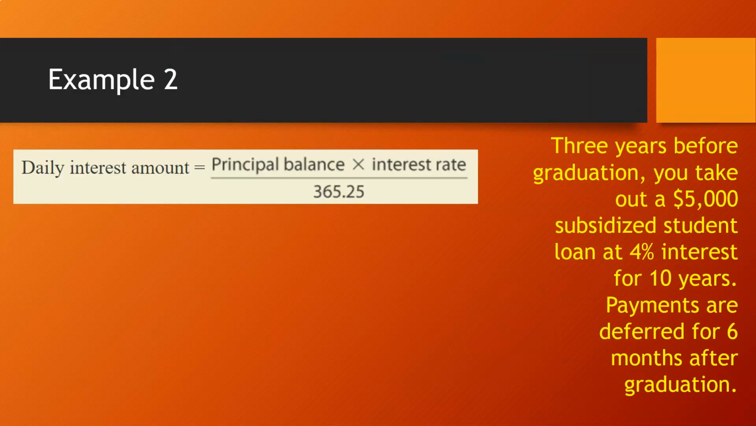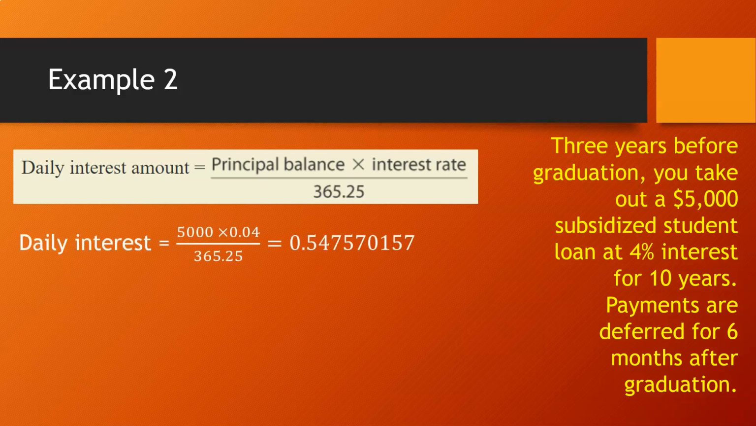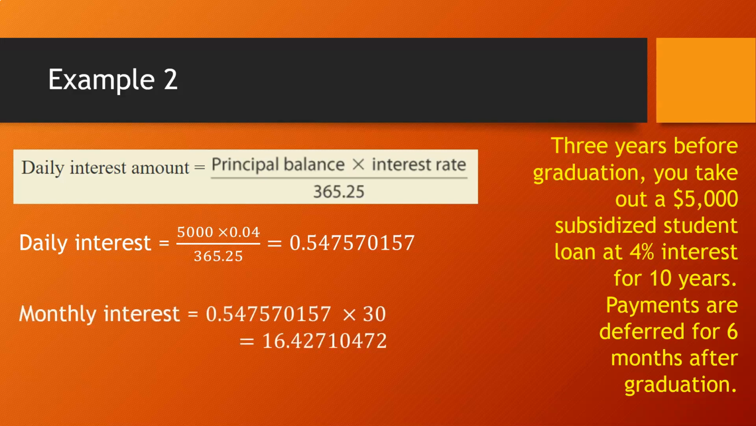So let's start the same way we did with example 1. We'll find the daily interest amount. And in this case, it's exactly the same as it was in example 1. The principal balance is still $5,000, the interest rate is still 4%, and we still use 365.25 for the number of days in a year. We get a long decimal number, which is the daily interest. Hang on to all those digits because we want to multiply that times 30 to get the monthly interest, and then round that to the nearest cent. So you see that we have exactly the same monthly interest as we had for example 1.